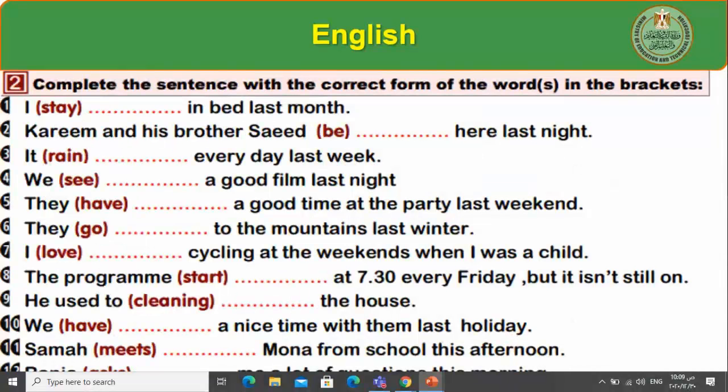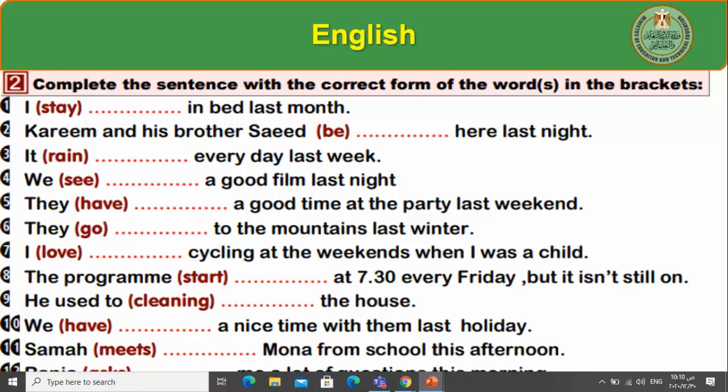Now we have a question number 5 in the exam. Correct the form. Okay, I stay in bed last month. Last month keyword for the past tense. Last month يبقى ماضي. Stayed, yes, stayed. Okay, number 2. يبقى هنا هنكتب stayed، نضيف stay ونضيف لها ed.